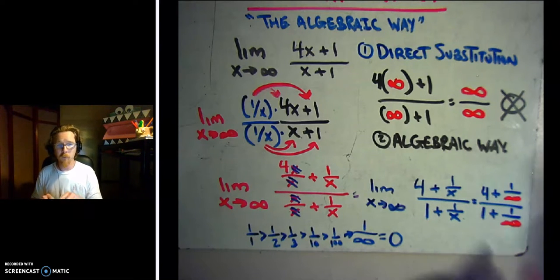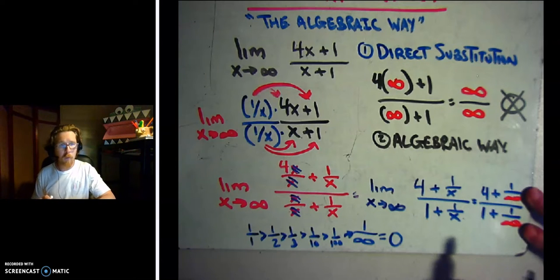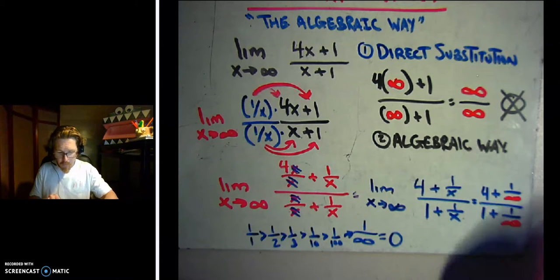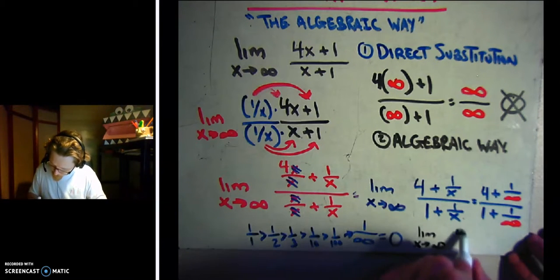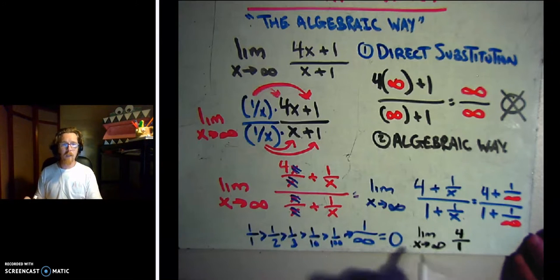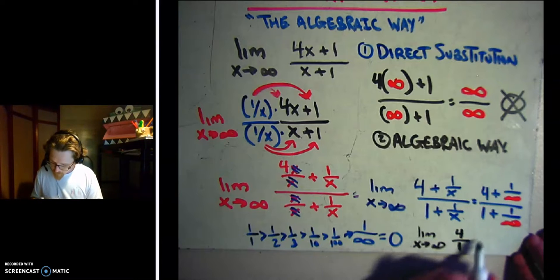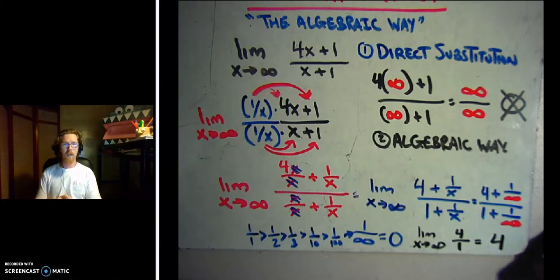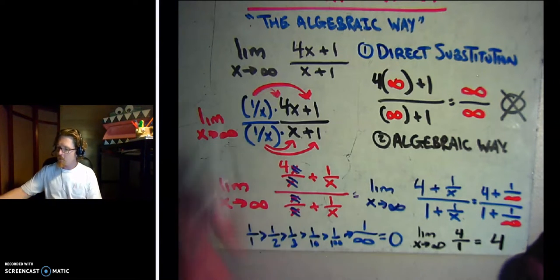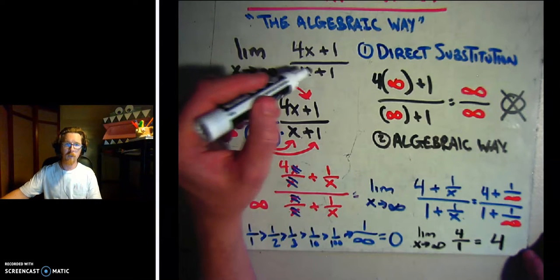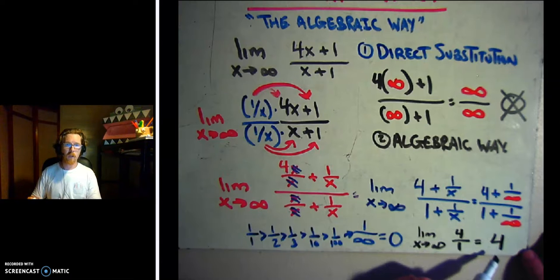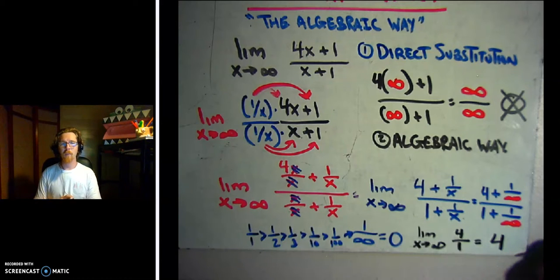Now why this is helpful for my function: if I replace 1 over infinity with 0, I end up with the question of what is the limit as x approaches infinity of 4 over 1. And when you take the limit of a function that is a constant, it's equal to the value of that constant. So in this case, the limit as x approaches infinity of 4x plus 1 over x plus 1 is equal to 4 using our algebraic method.